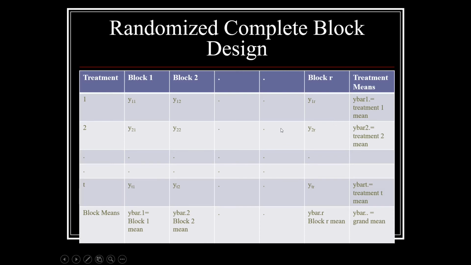So what does this mean? Well, let's look at y bar 1 dot. We're in treatment 1, and we're going to sum across all of the blocks, and then we'll divide by the number of blocks. Y bar dot 1, we are in block 1. We're going to sum across all of our treatments, and then divide by the number of treatments. And then y bar dot dot, our grand mean, we're going to add up all of our Yij's, all of our values, and then divide by the number of treatments times the number of blocks.